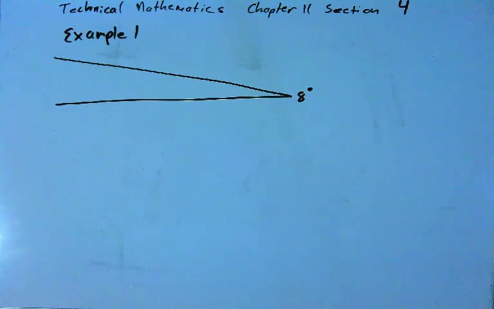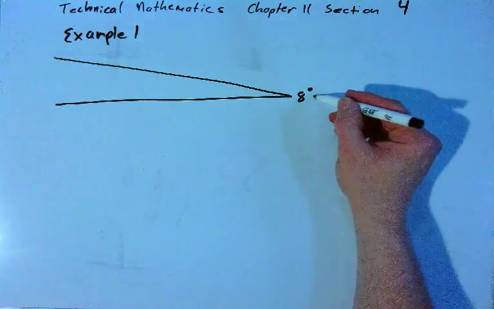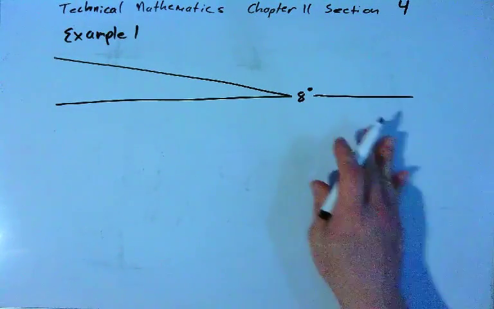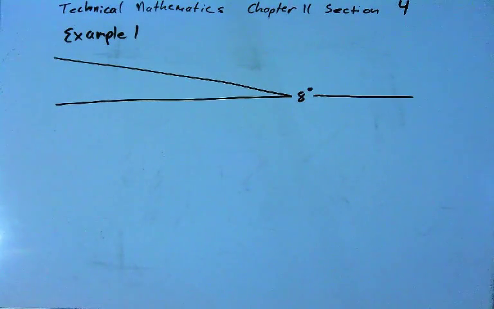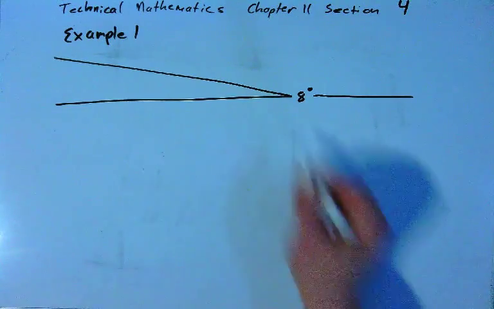This is example 1. I'll just read it to you. It says, the ground of a subdivision lot slopes upward from the street at an angle of 8 degrees. So over here is the street, and from the street the ground slopes up at an angle of 8 degrees. It says the builder wants to build a house on a level lot that is 60 feet deep.